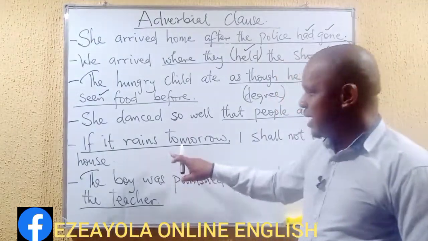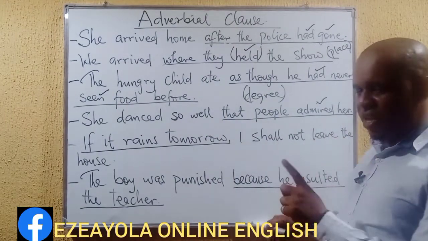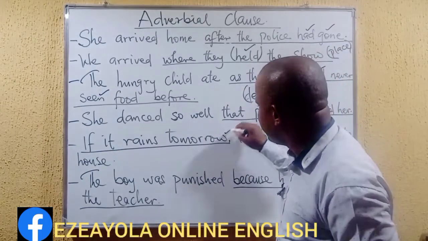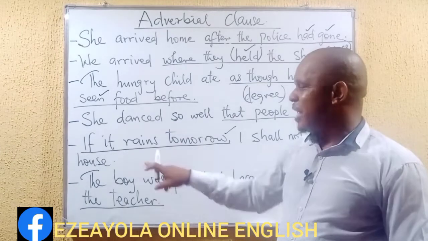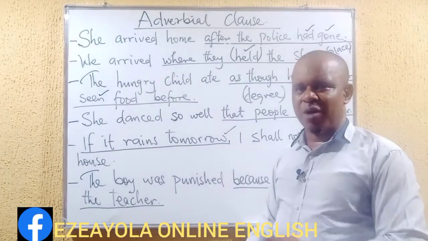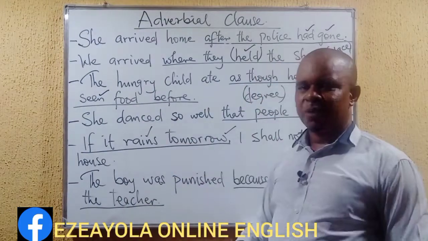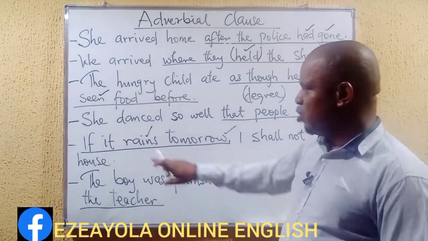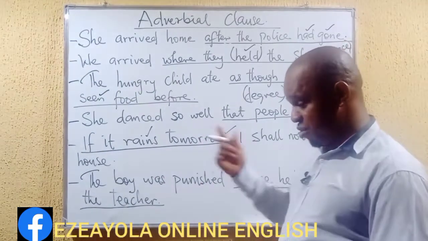I'm sorry about that. That was a misinterpretation. If it rains tomorrow, I shall not leave the house. So this is an adverbial clause of condition, the condition for not leaving the house tomorrow. What is your condition for not leaving the house tomorrow? And the answer is, if it rains tomorrow. And then look at the rains here. That's a verb. The verb, remember, must appear in the clauses. So this is seen as an adverbial clause of condition.